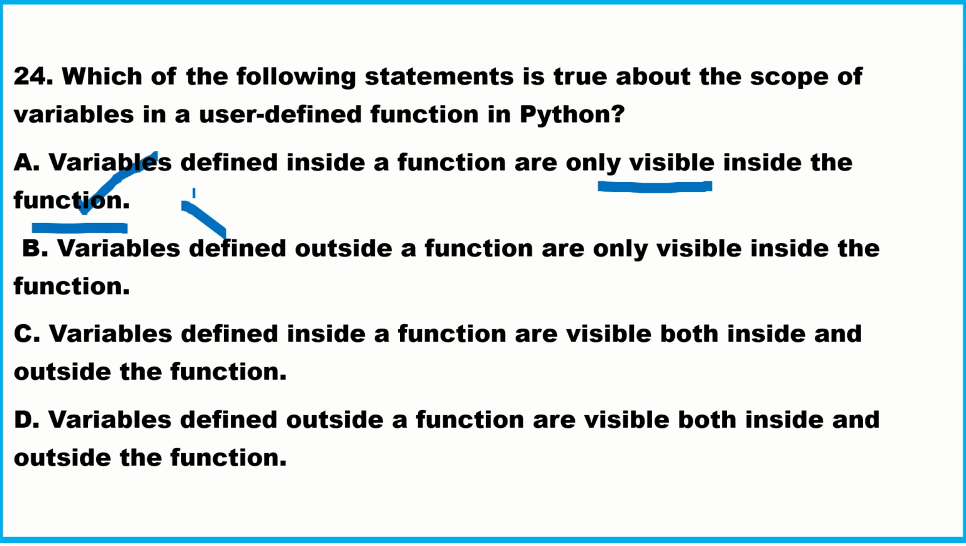This is important. Variables defined inside a function are only visible inside the function in which they are defined, and they are said to have a local scope. They are created when the function is called, and when the function returns, they get destroyed.